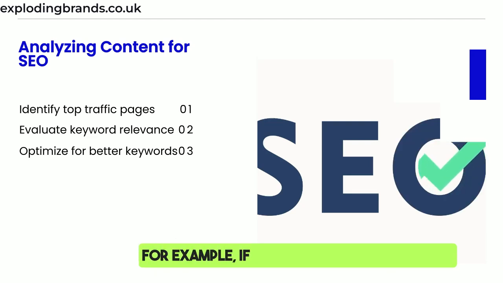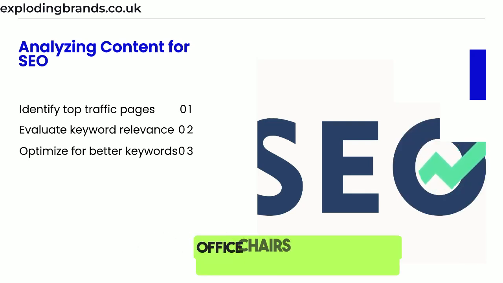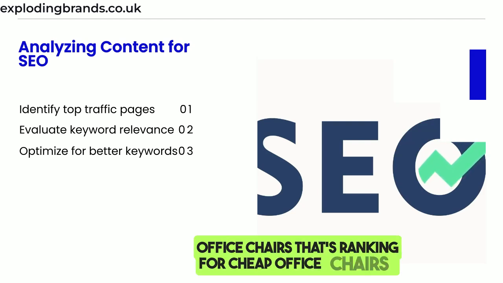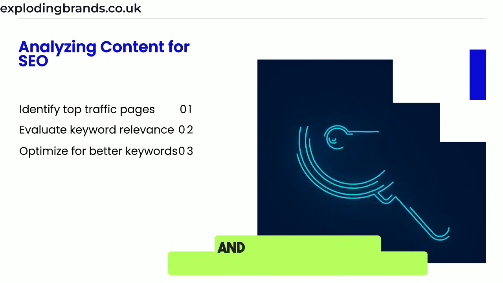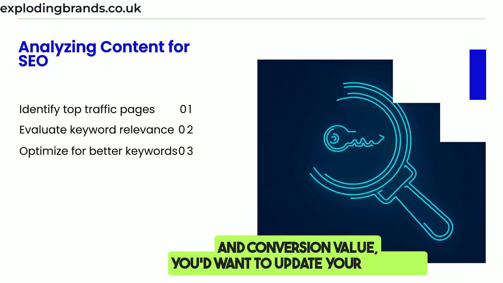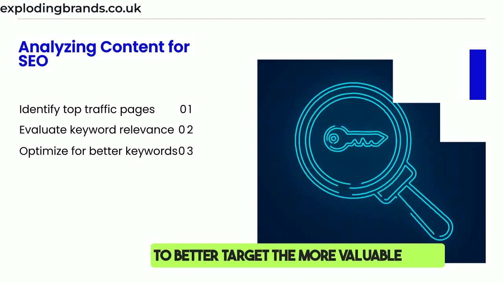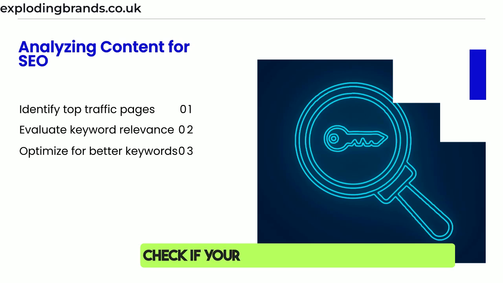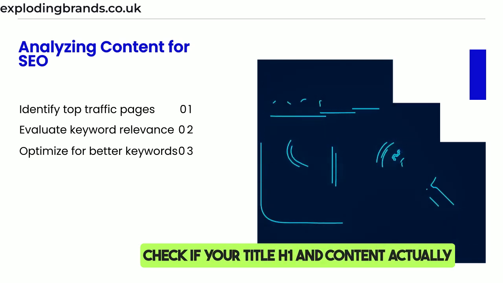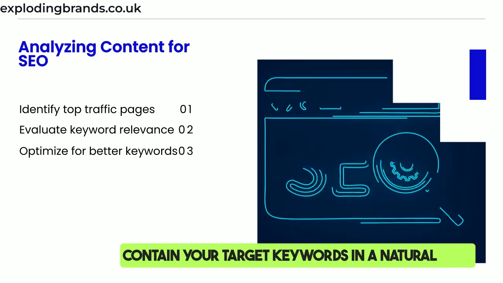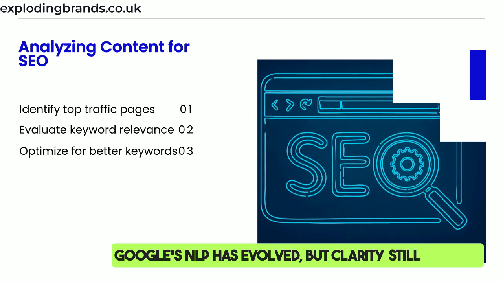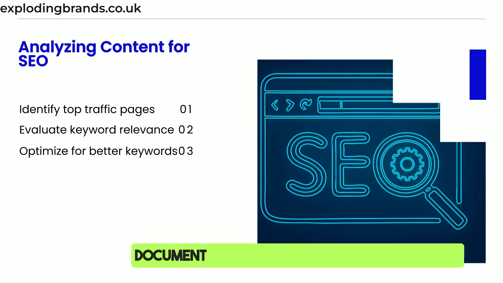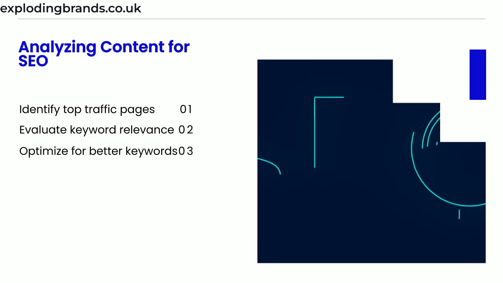For example, if you have a page about home office chairs that's ranking for cheap office chairs but not ergonomic office chairs, which has higher search volume and conversion value, you'd want to update your content to better target the more valuable term. Check if your title, H1, and content actually contain your target keywords in a natural way. Google's NLP has evolved, but clarity still matters. Document these findings in your spreadsheet.